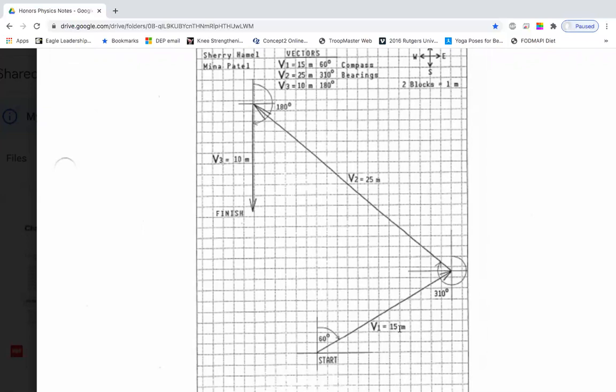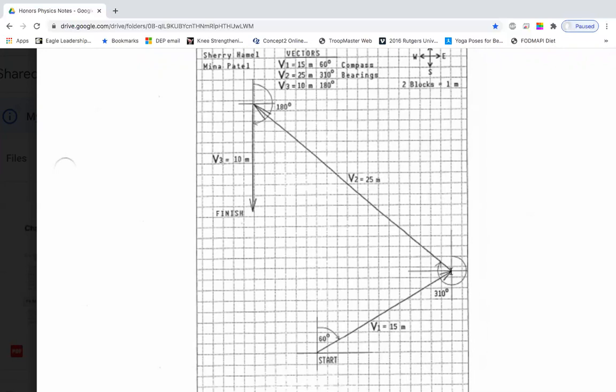So the first vector is 15 meters. When I get to the end of that vector, I put a coordinate system here, and then I draw out the next vector. It says 310 degrees. Again, north, south, east, west. If I go around here, that's 270. Then I have to get to 310. So I have to add another 40 degrees.